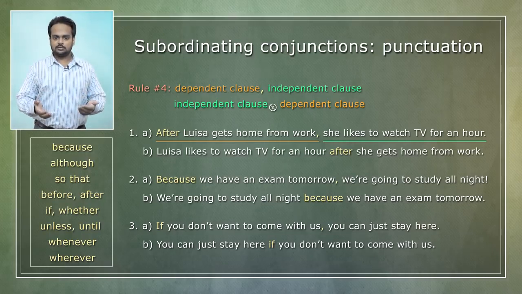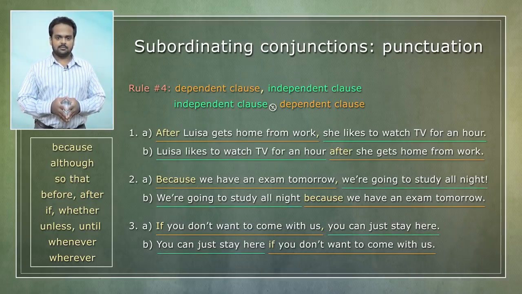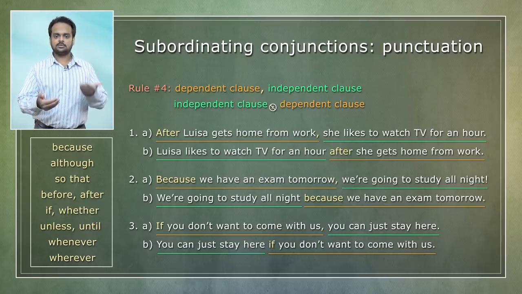So in all of these, in sentences A, what comes first is a dependent or subordinate clause, meaning it's not a full sentence. So we put a comma after it. In sentences B, the first clause is independent. The dependent clause comes second, so no comma. This is an important rule, so don't forget it.